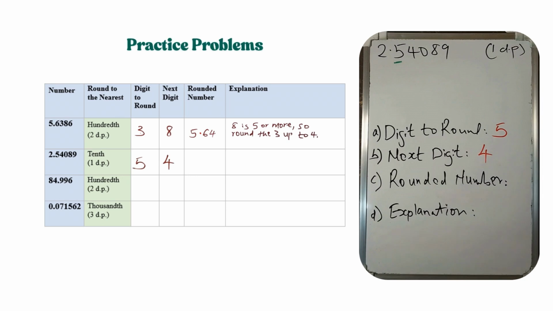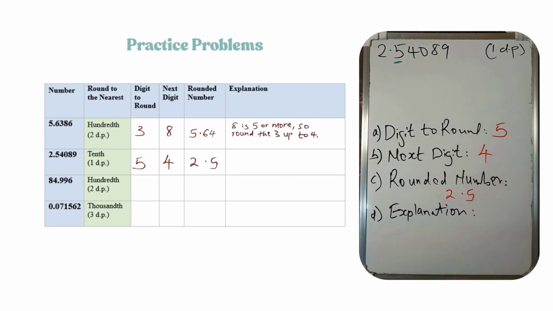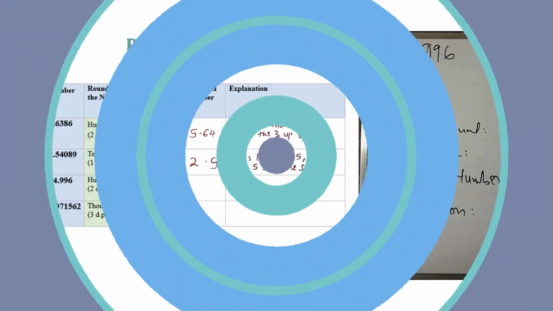And now let's round it. The rounded number will be 2.5. And now, what is the explanation? The explanation is that 4 is less than 5. So the 5 stays the same. Yes, the 5 stays the same because 4 is less than 5.